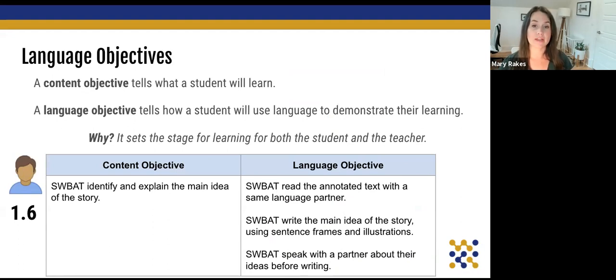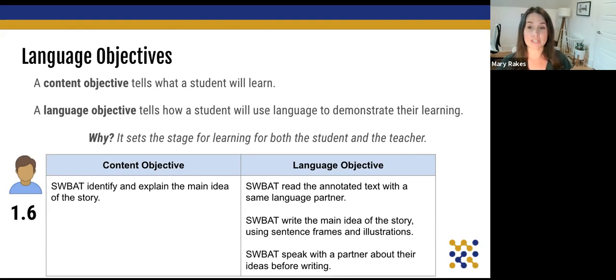And the reason that we do that is because it sets the stage for learning for both the student and for the teacher. So if we're thinking about our friend Eduardo here, who's a 1.6, and I'm planning in my classroom for him, my content objective is going to be that students can identify and explain the main idea of the story that we're reading. For Eduardo and my other multilingual students, I need to think about how I am expecting them to use language to get to this content objective.